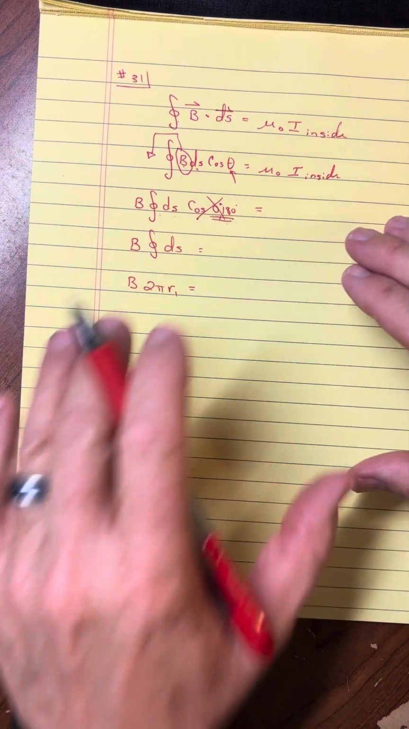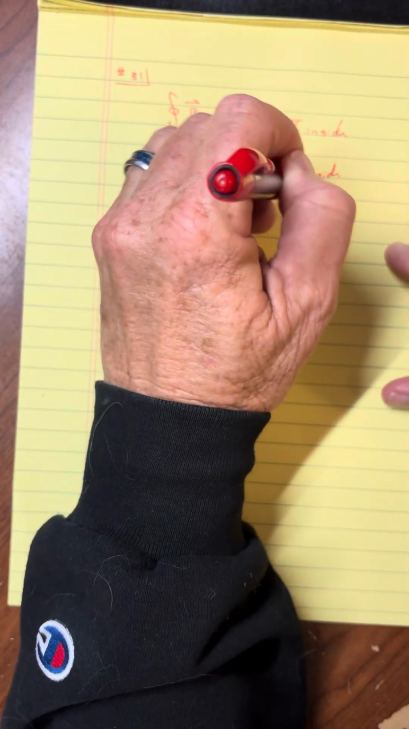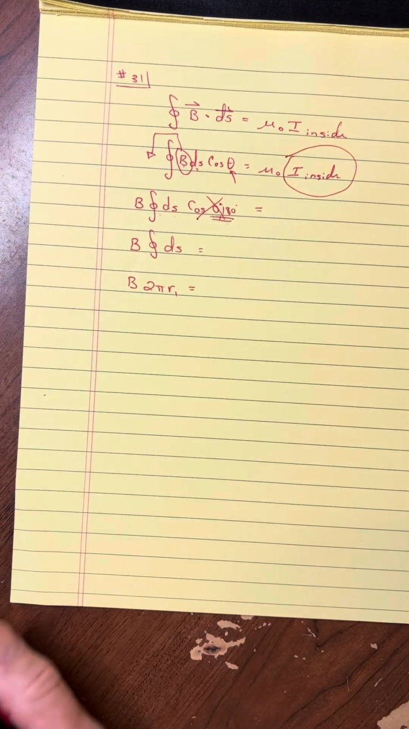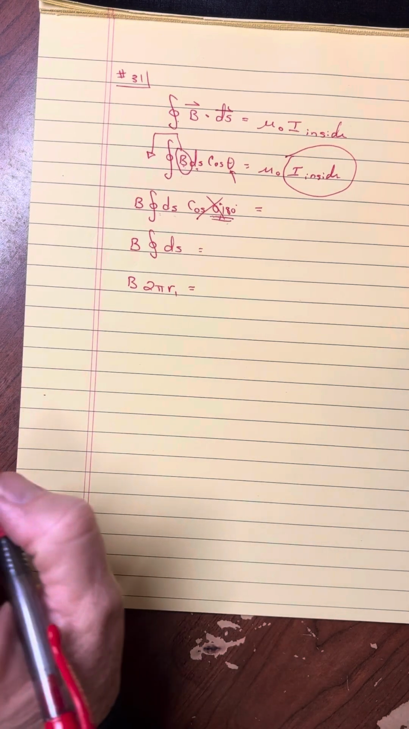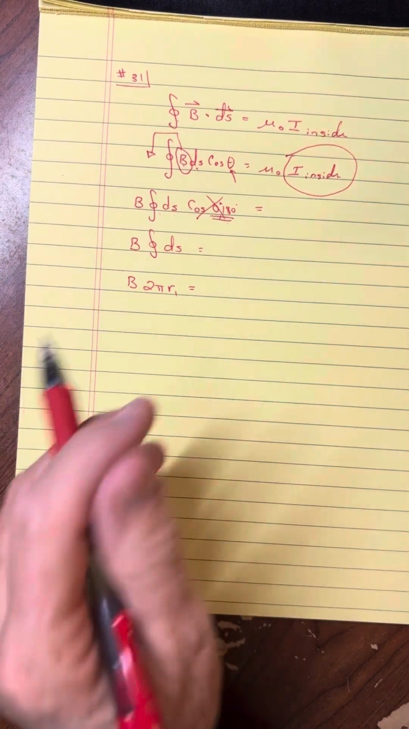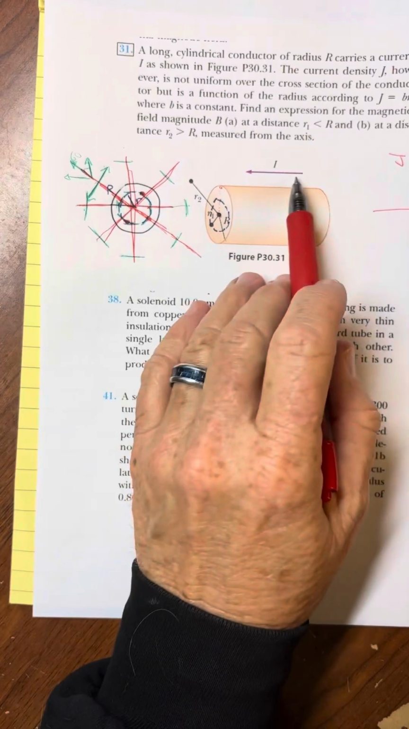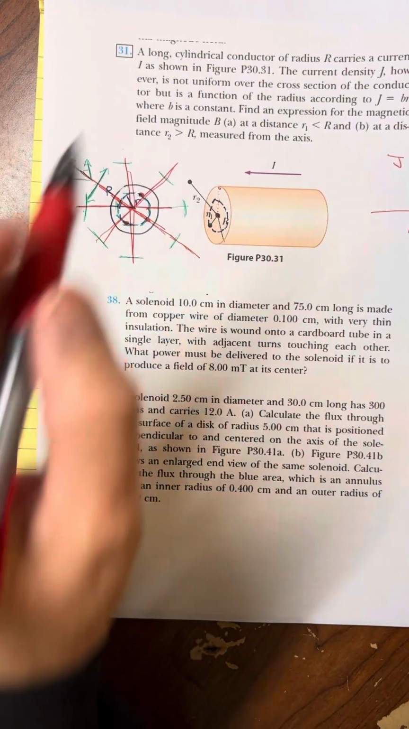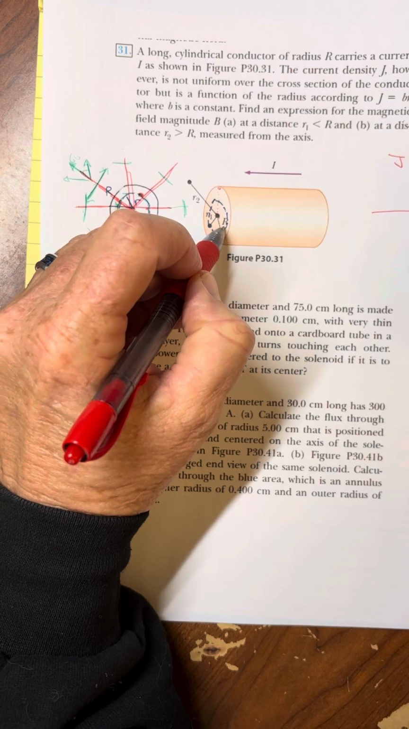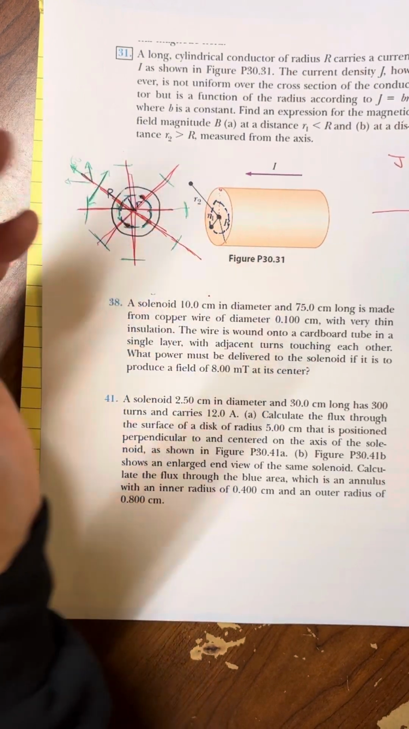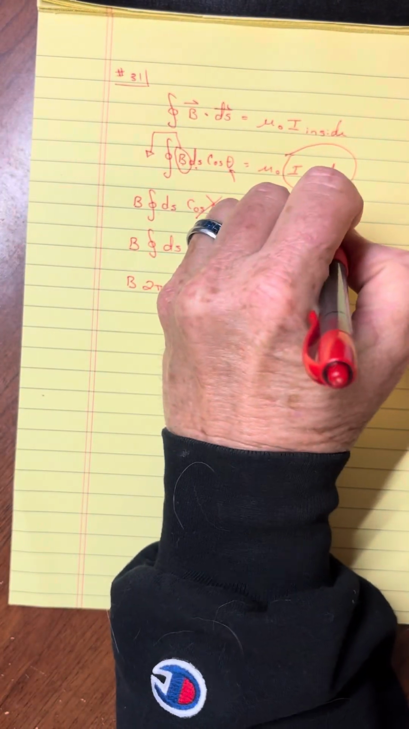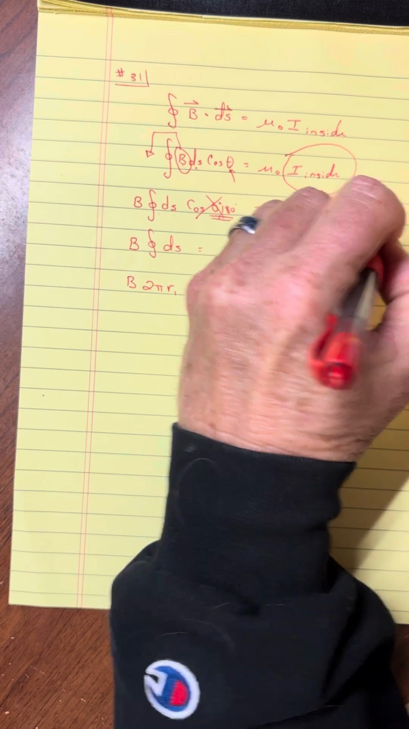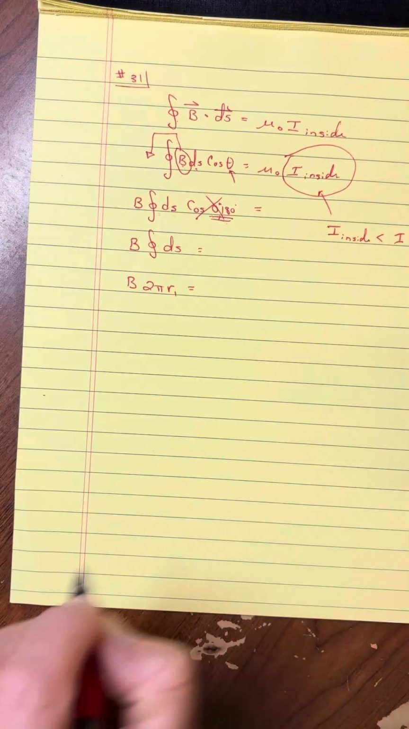Well, now another challenging part of this is the other side of the equation. How much current is inside? Hopefully you could come back to the picture and see that if the total current flowing is I, then this smaller circle would incorporate something smaller than I. And so right here, the I inside is going to be something less than the total I.